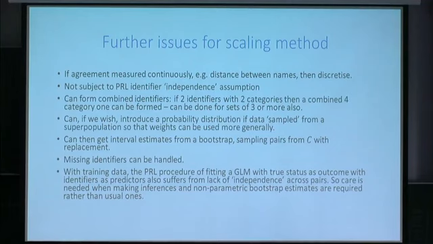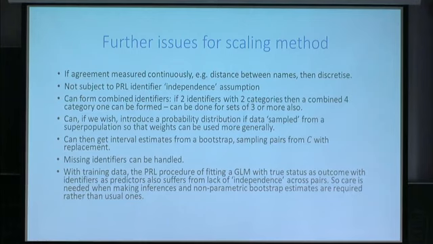But what we can do very easily is combine identifiers. So if you have 2 identifiers with 2 categories each, we can form a combined 4-category identifier if we think that that's actually going to give us more sensitive classification. We can do it for sets of 3 or more as well. So there's a lot of playing around with combinations of identifiers that you can do, and that introduces no new complexities. In fact, it simplifies certain things.